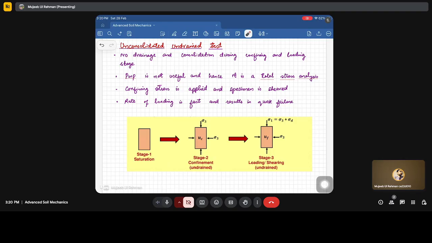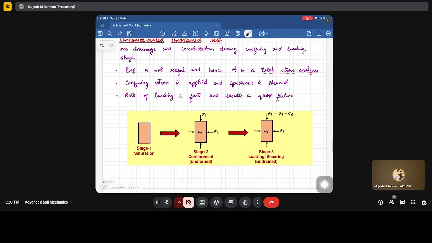Generally in this test there is no use of the pore water pressure. Why? You will come to know when we draw the Mohr circle for this test. Generally we prefer the total stress analysis; the analysis we are doing in this test is a total stress analysis. Confining stress is applied and the specimen is sheared, the rate of loading is fast, and it results in quick failure. Generally, the rate of loading is fast in this unconsolidated undrained test, so the condition that prevails is undrained.